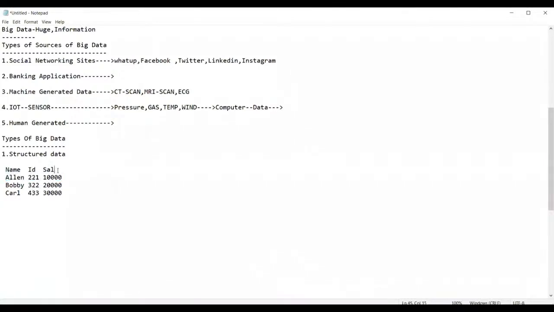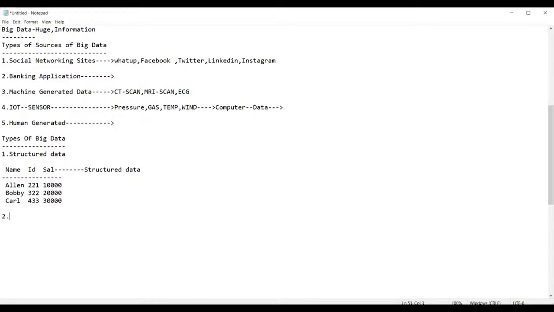Yes, these are the rows and these are the columns. This kind of data is proper data, hence it is called structured data: the data which is placed in the proper form of rows and columns. Am I right, everyone? Am I audible, guys? Yes. So this is structured data.